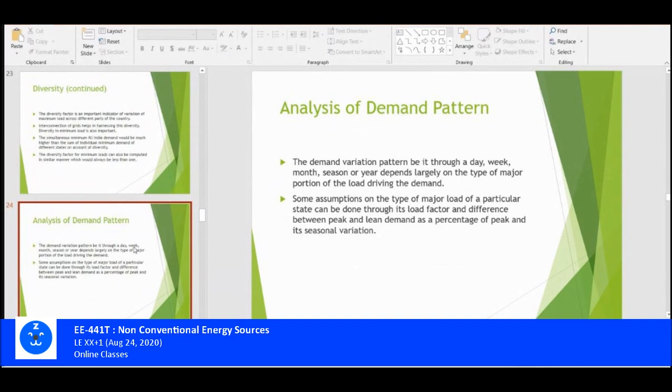Analysis of demand pattern. Demand variation pattern, be it through a day, week, month, season, or year, depends largely on the type of major portion of the load driving the demand. Some assumptions on the type of major load of a particular state can be made about its load factor and the difference between peak and lean demand as a percentage of peak, and its seasonal variation. This kind of data predicts what the variation in the demand is going to be in different seasons, in different months, at different points, and we can plan accordingly.